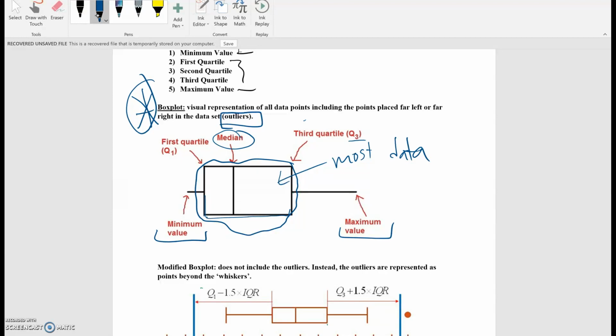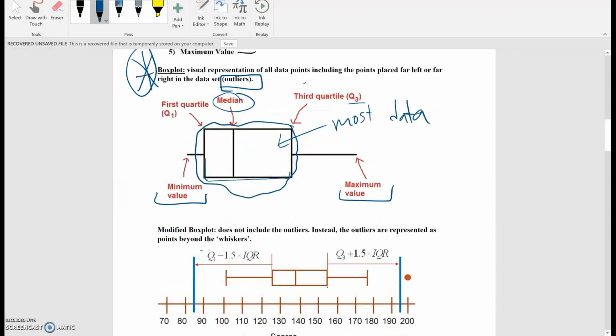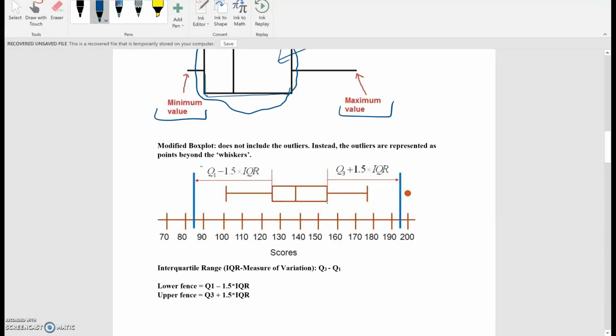Now, we are not going to do a box plot. We are going to do a modified box plot. What a modified box plot does is that it does not include the outliers, because here the maximum value could have been an outlier. However, in a modified box plot, we actually try to identify the outliers. The way that I identify the outliers is by using a rule of thumb.